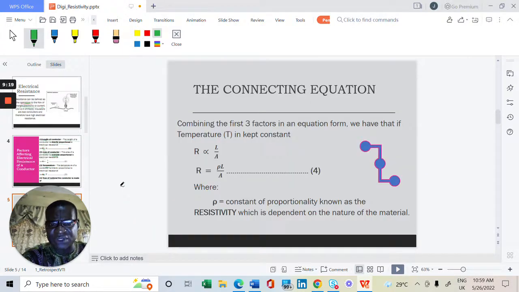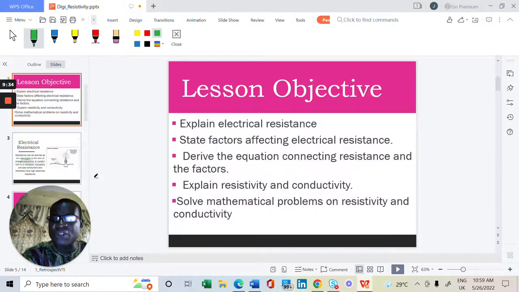These are the equations connecting the resistance and the cross-sectional area of a conductor. This is the resistance. You see that there is an inverse relationship, and this is the formula connecting all the factors that I have mentioned earlier on. So I would like us to quickly go through what we have done.